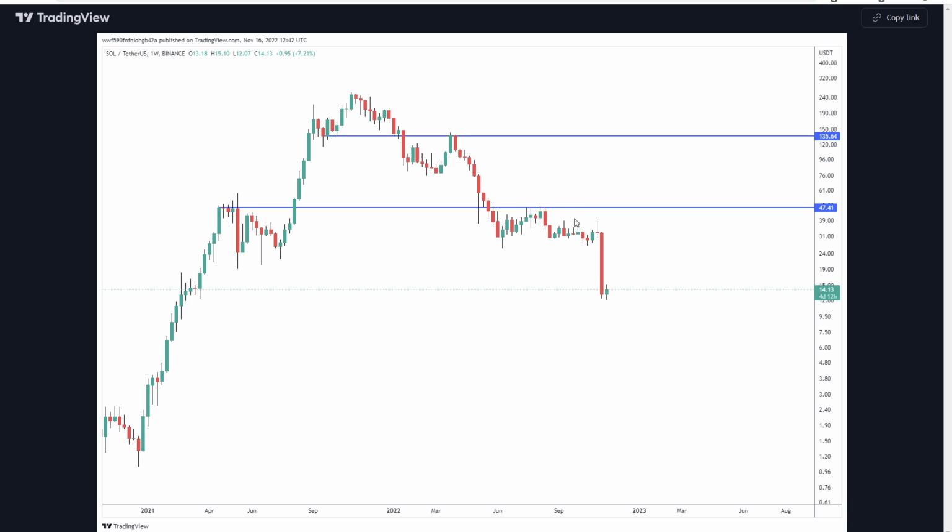Similar example for this 4740s handle, a move back within the range high here. That's resistance once again.